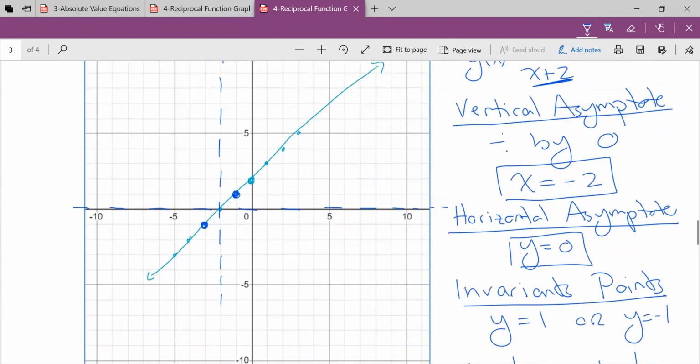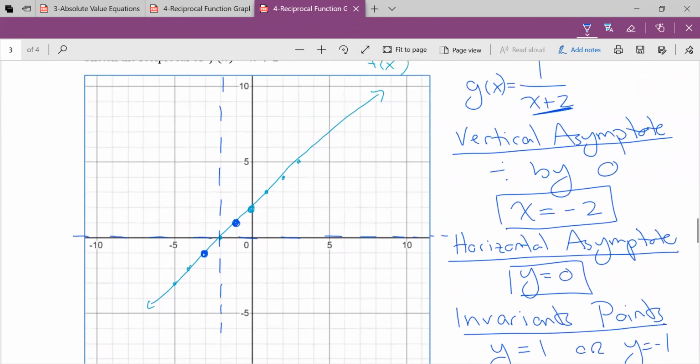Okay, and now friends, I mean, that's enough. I can see what's going to happen here because I know in this top portion, this arm is going to approach that vertical asymptote, go through my invariant point, and there you go. And on the other side, it's going to look like that.